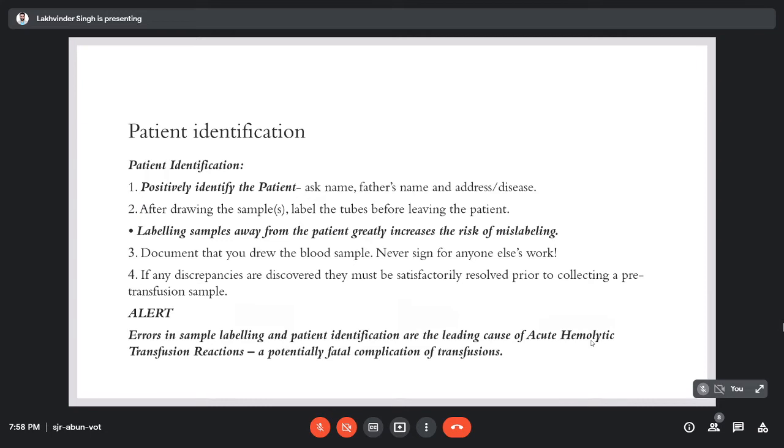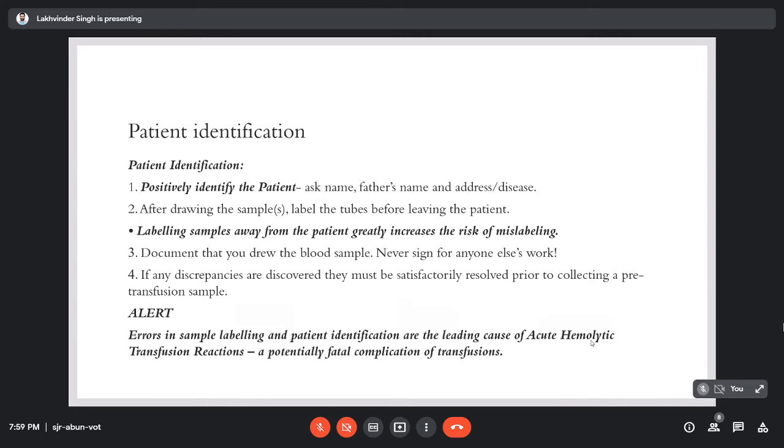So always ask what is your name, your father's name, or your address. If the patient is unconscious or under some influence of drug, then you may ask the patient attendants, or you may see the file, but you have to confirm. And after drawing the sample, you have to label the tube before leaving the patient, because labeling the sample away from the patient greatly increases the risk of mislabeling.